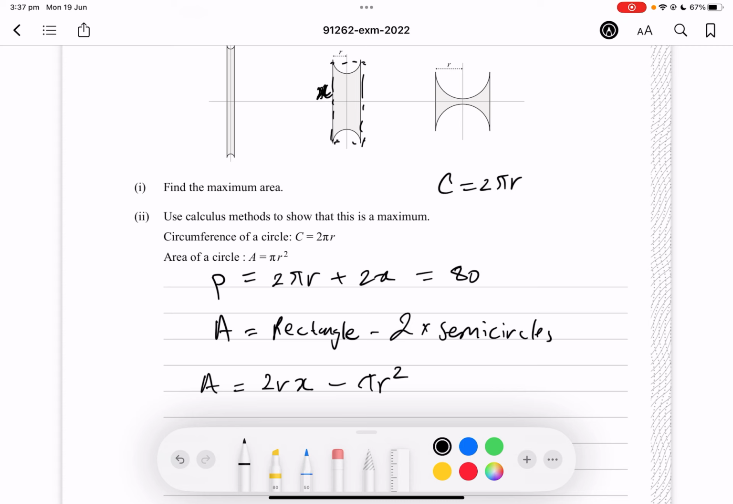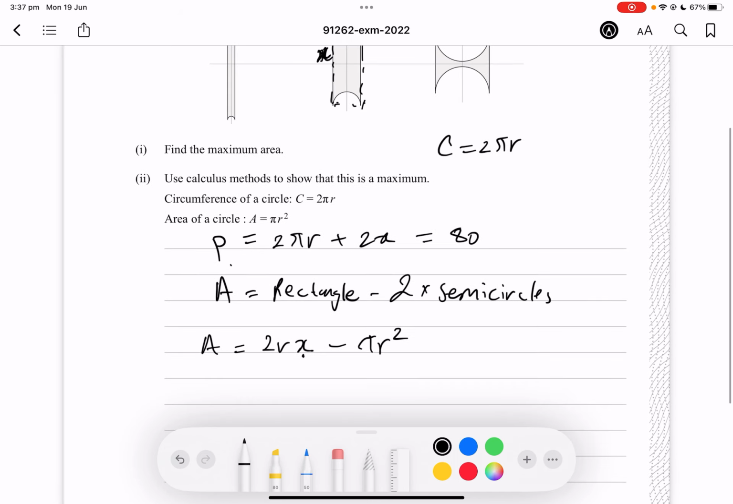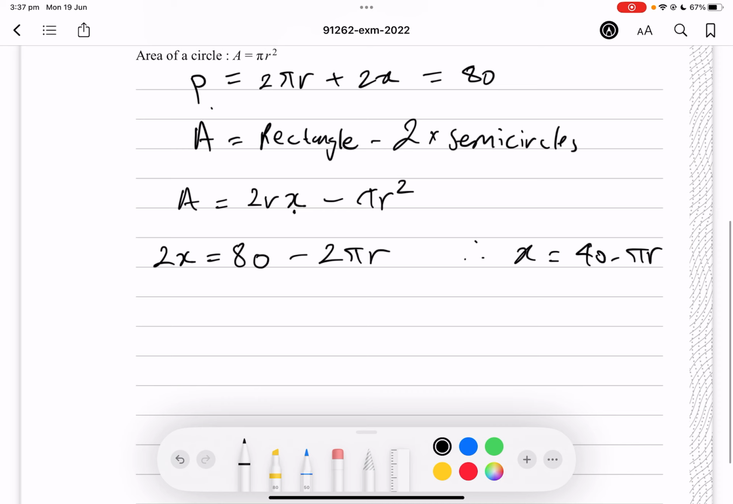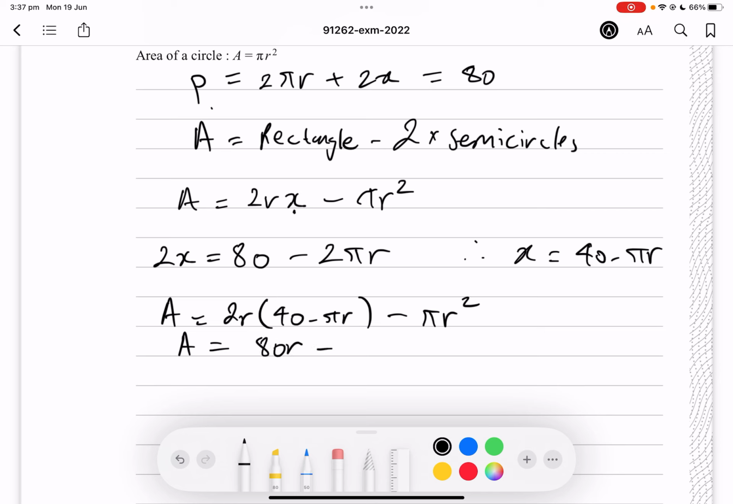And we have an expression for the perimeter. So we can replace the x here with an expression for r by rearranging the equation for the perimeter. So in this case, we have 80 minus 2 pi r equals 2x, and therefore x equals 40 minus pi r. And we can substitute that into our area formula. So we have area equals 2r times 40 minus pi r, minus pi r squared. So area equals 80r minus 2 pi r squared minus pi r squared. Okay, so area equals 80r minus 3 pi r squared.